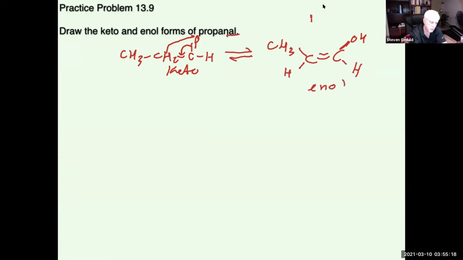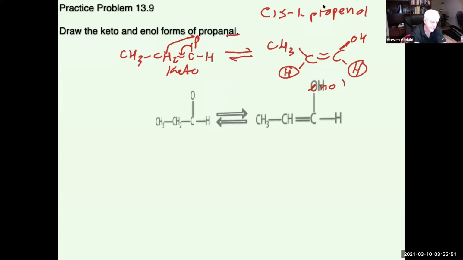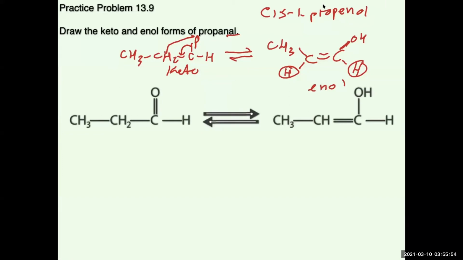Okay. And this is your enol form. And this is propenol, 1-propenol. Right now, since the double bond is here, you can see this hydrogen's relationship. This is cis. The way I drew it is cis 1-propenol. Right. Is that kind of making sense, everybody? Kind of. Okay.